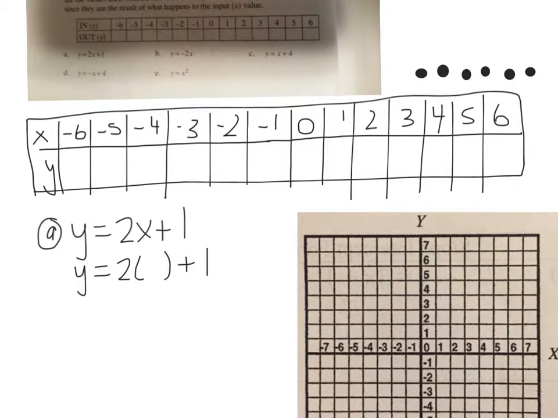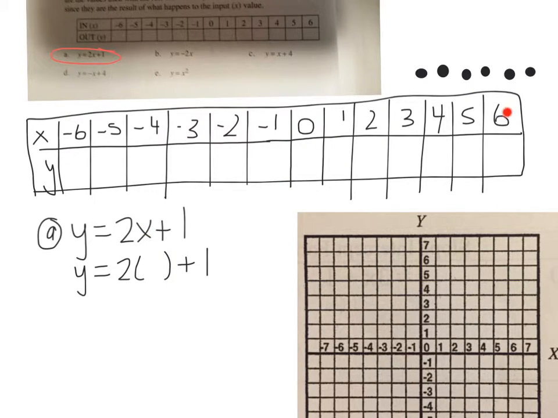Hi, Junior. I heard you're having some trouble with your homework, so I'm going to help you out with your first problem. They gave you the equation y equals 2x plus 1, and they gave you this table right here with all these numbers for x. They said they want you to try -6, -5, -4, -3, -2, -1, 0, 1, 2, 3, 4, 5, and 6. What they want you to do is take these numbers and put them in the place of x and see what comes out.